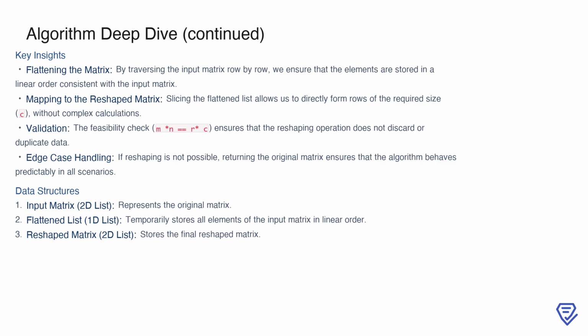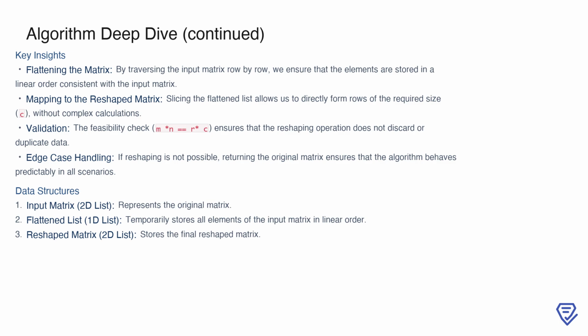There are several key insights to highlight about this algorithm. First, flattening the matrix by traversing it row by row ensures that the elements are stored in a linear order consistent with the original layout. This simplifies the manipulation of data for reshaping. Second, mapping the flattened list into the reshaped matrix is achieved via slicing, which eliminates the need for complex indexing or calculations. Third, the validation step, where we check if m*n equals r*c, ensures that no data is lost or duplicated during the transformation.